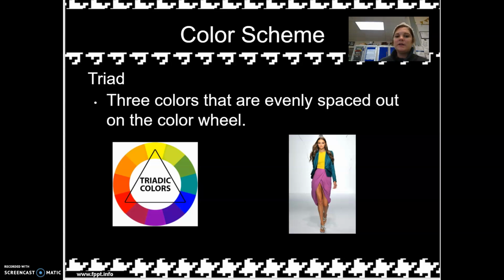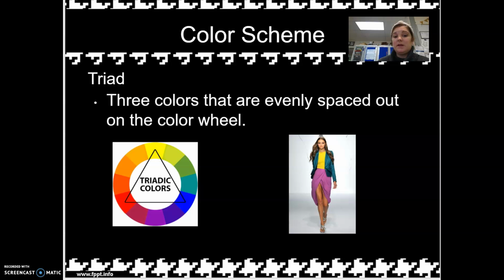Then our last one we're going to discuss today is triad. Okay, this is where there are 3 total colors. Tripod, right? 3 total colors that are evenly spaced out across the color wheel. So as you can see here, our primary colors are also triad. So we have red, yellow, and blue.